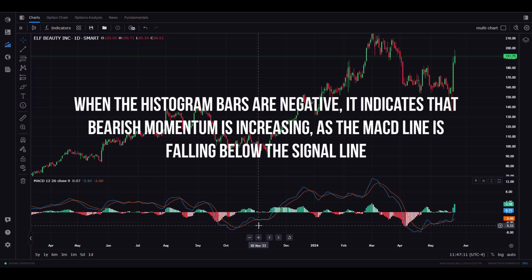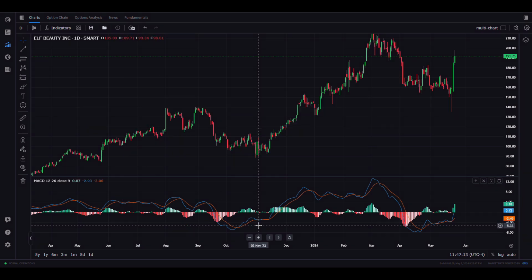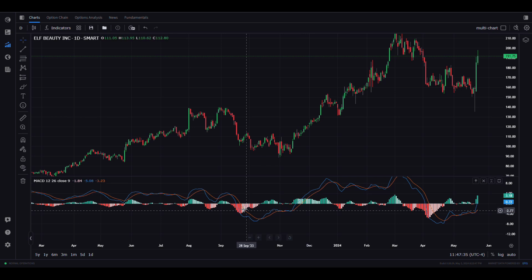In addition to showing momentum, traders also pay attention to the width and height of the histogram bars. A widening histogram suggests increasing momentum, while a narrowing histogram suggests decreasing momentum. The height of the bars relative to the zero line indicates the strength of the momentum. Large positive bars indicate strong bullish momentum, while large negative bars indicate strong bearish momentum.